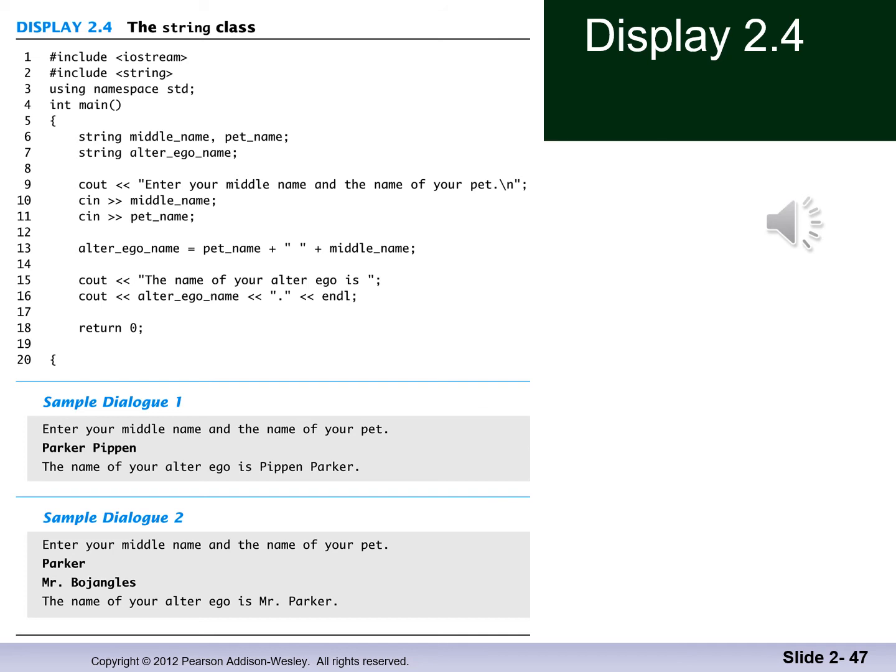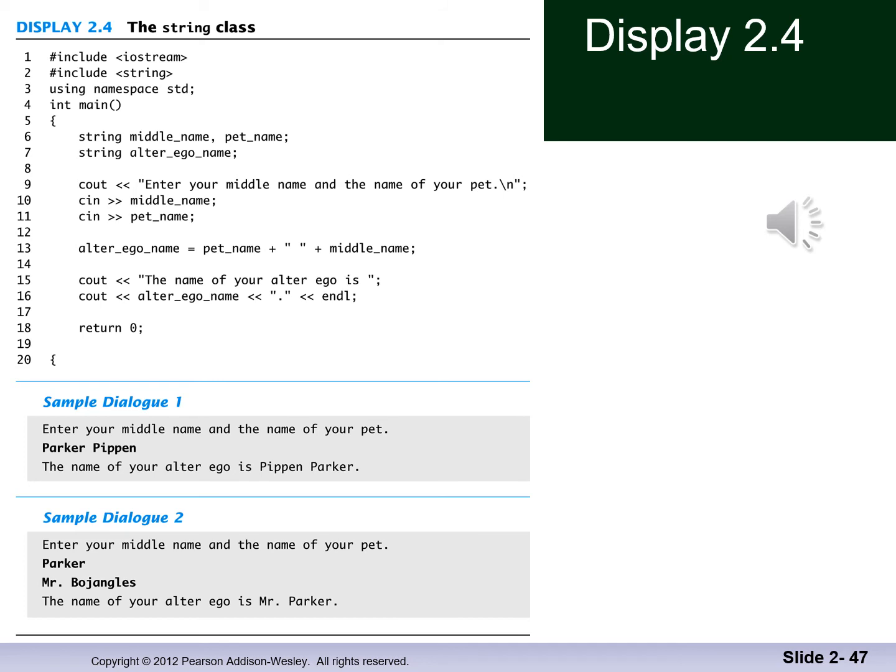So the value in pet name plus a space plus middle name are all concatenated, added together, and assigned to alter ego name. Then we have a cout statement. The name of your alter ego is space, and then cout alter ego name. Notice we're also adding a period as a string and an end line statement. And you see two sample dialogues from running this program.